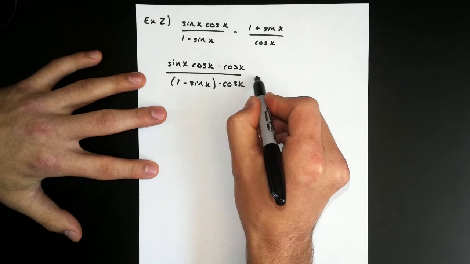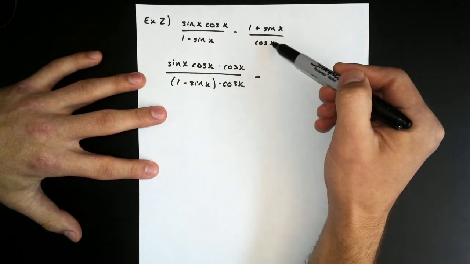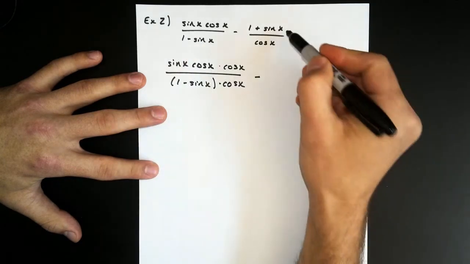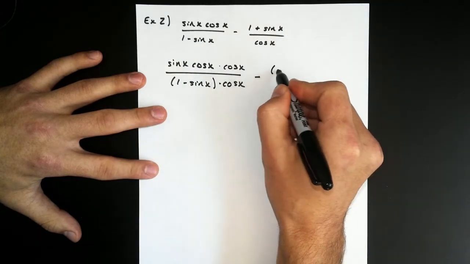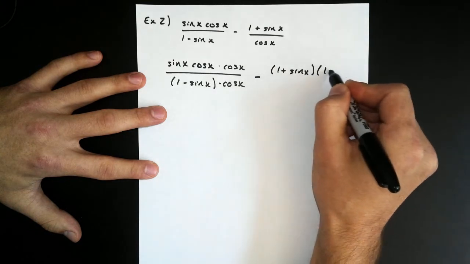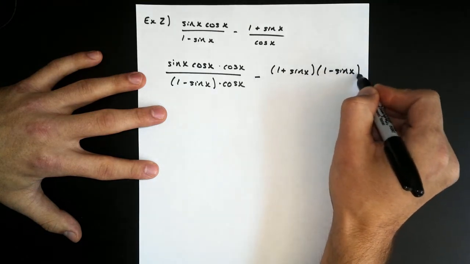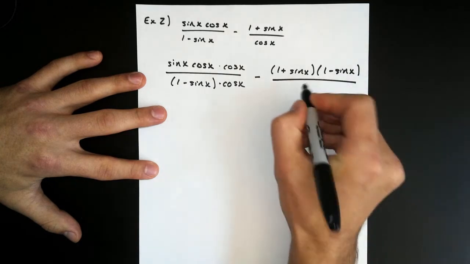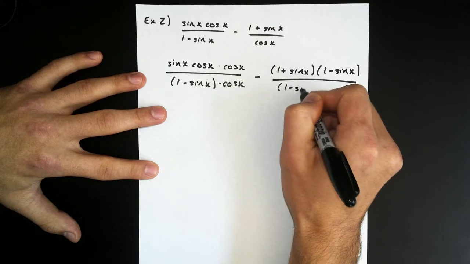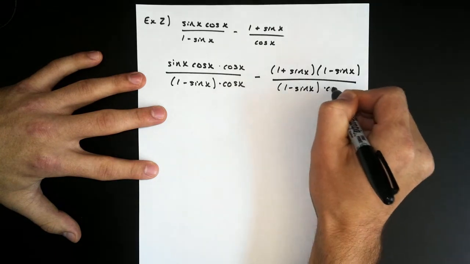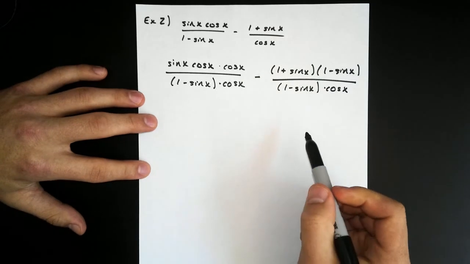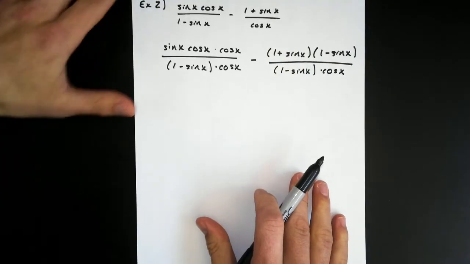So then we have minus, and then for our second fraction, I'm missing the 1 minus sine part, so we're going to multiply top and bottom by that. So in the numerator we'll have 1 plus the sine of x and 1 minus the sine of x. And then our denominator is going to be the same as what we have here. Okay, so there's the common denominator.